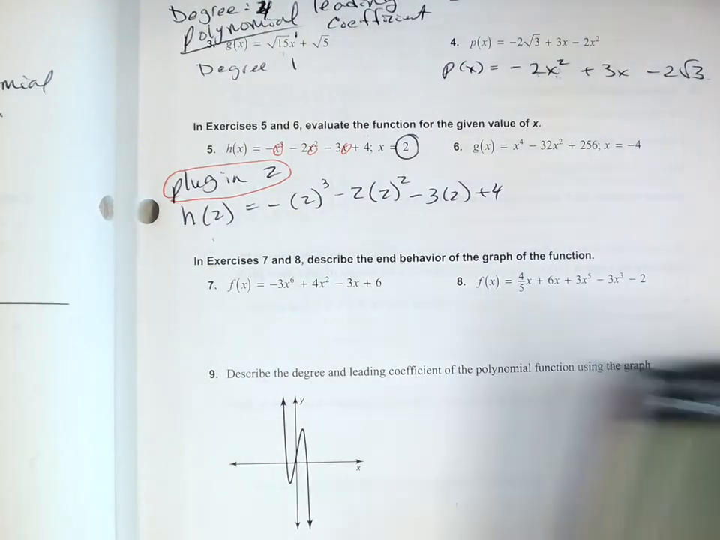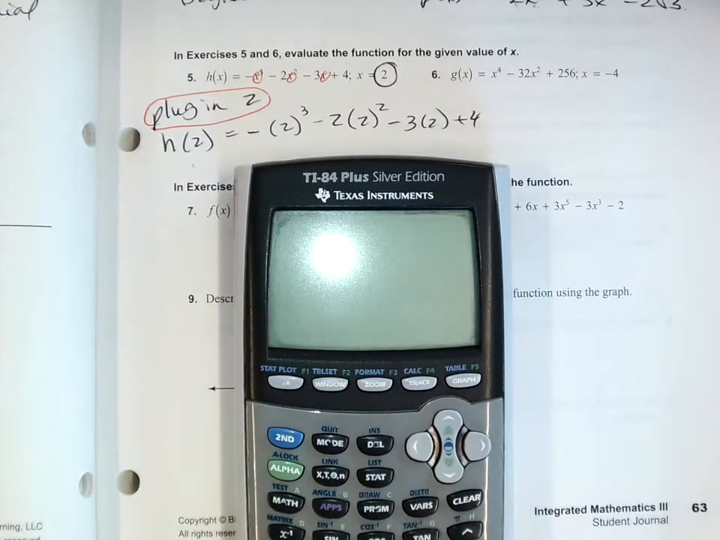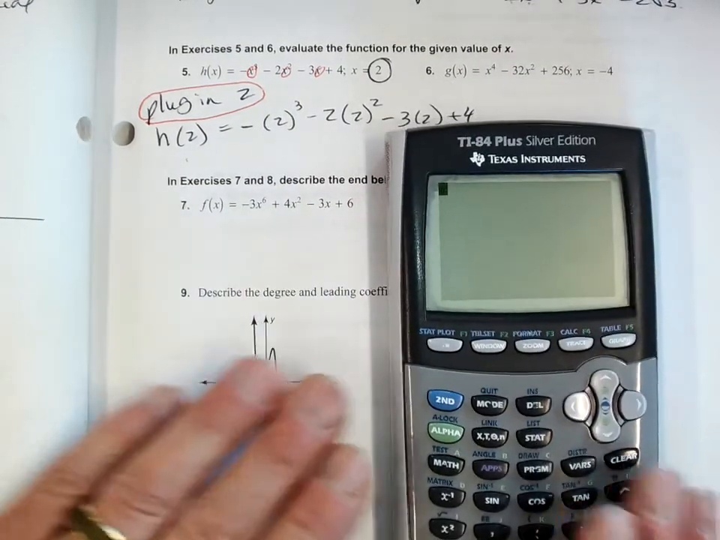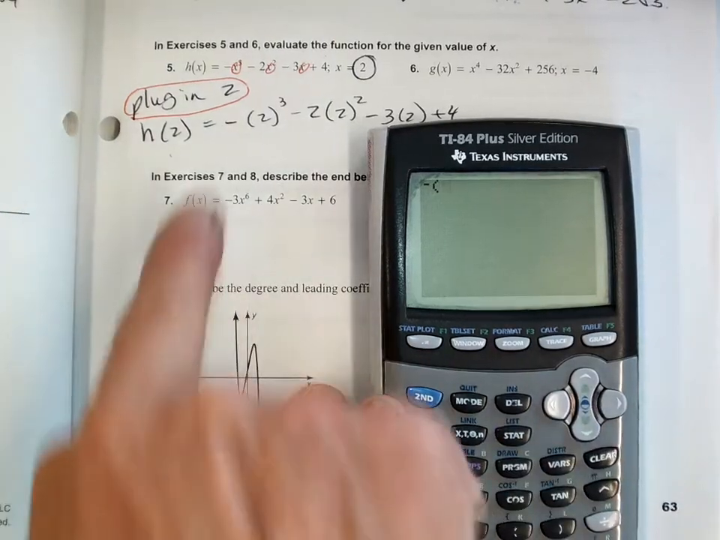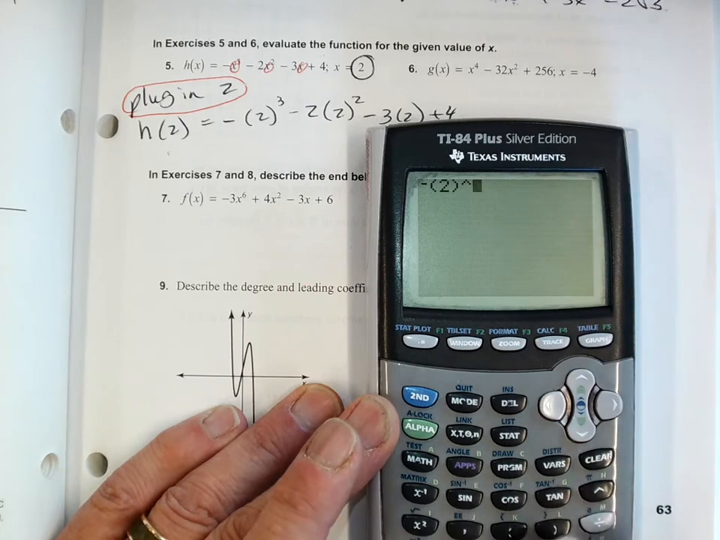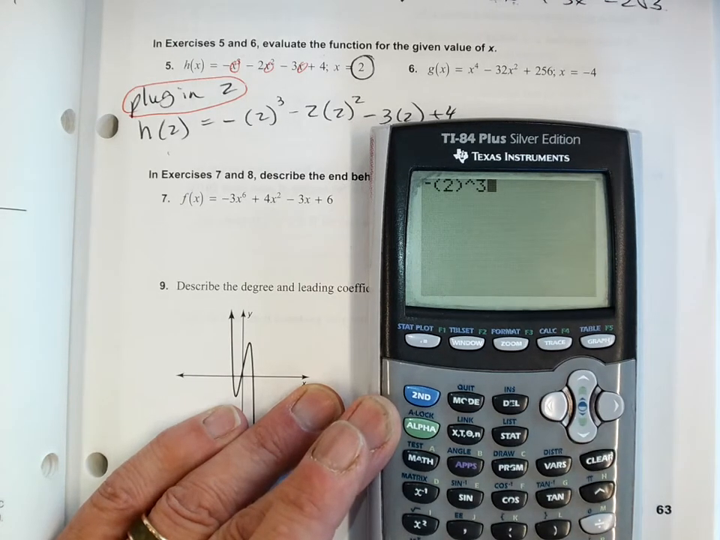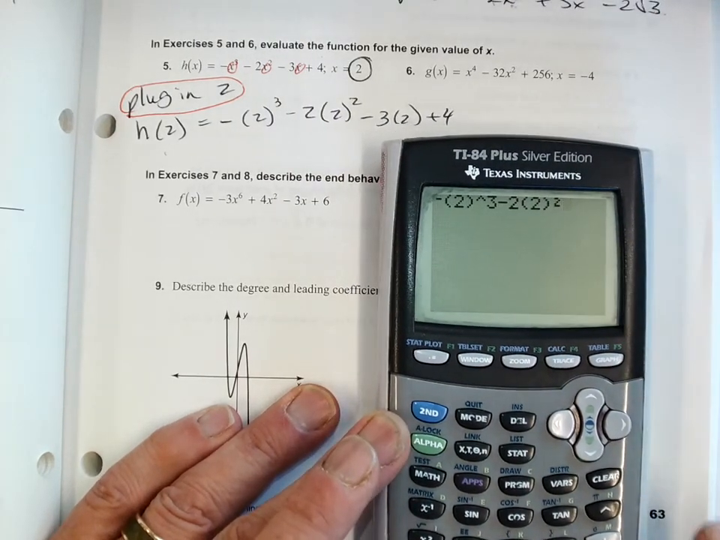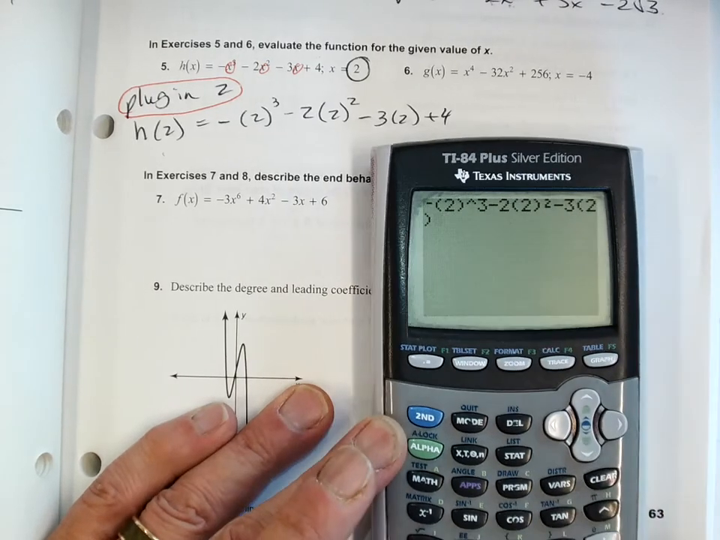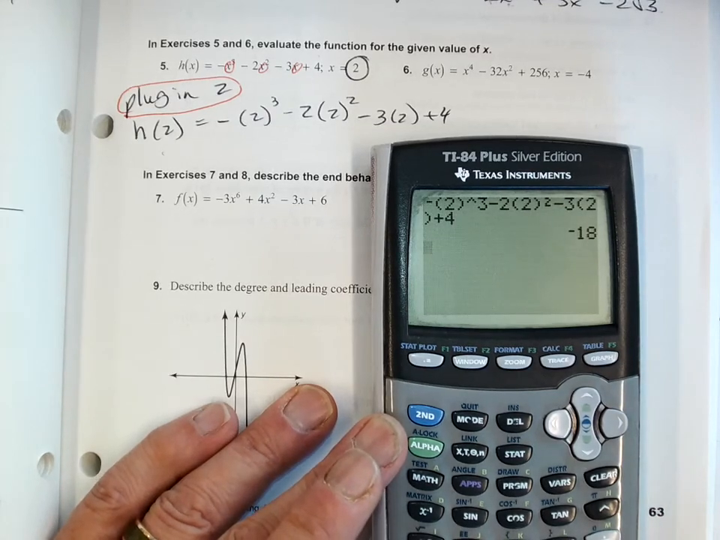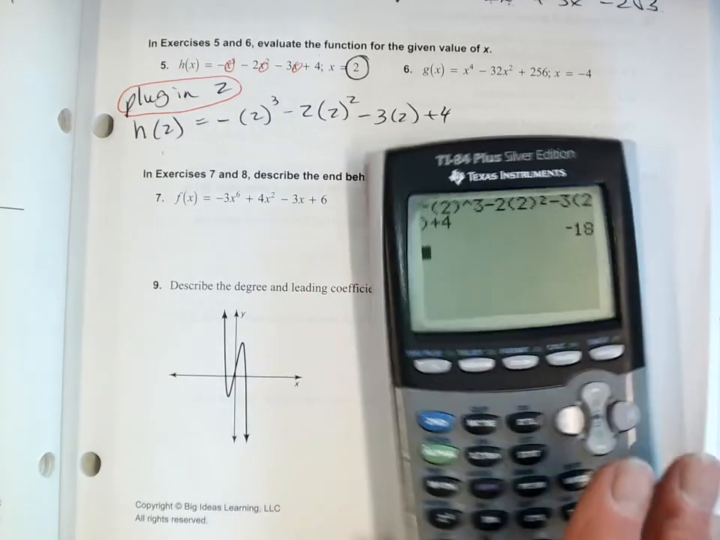And then I like to use my calculator because it is so much easier, because I can put the whole thing into my calculator. Watch me do it. I'm going to go negative parentheses because I'm putting in 2 to the 3rd power. And then I'm going to subtract 2, and I'm plugging in 2 squared, right? I'm going to go minus 3 times 2 plus 4. So let the calculator do the work. I'm plugging it in. Boom, answer, negative 18. And that is the point, okay, so negative 18, okay?